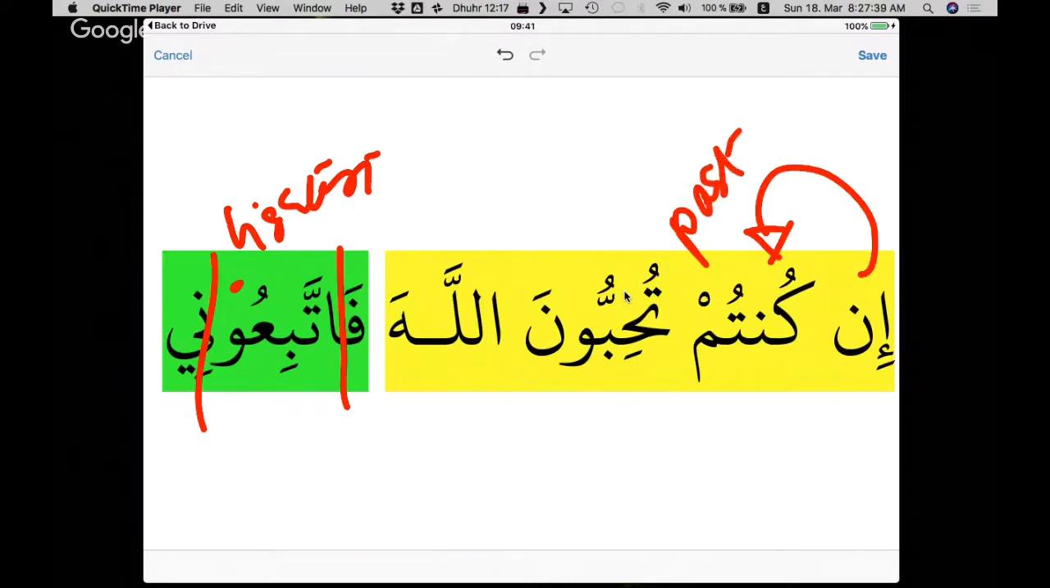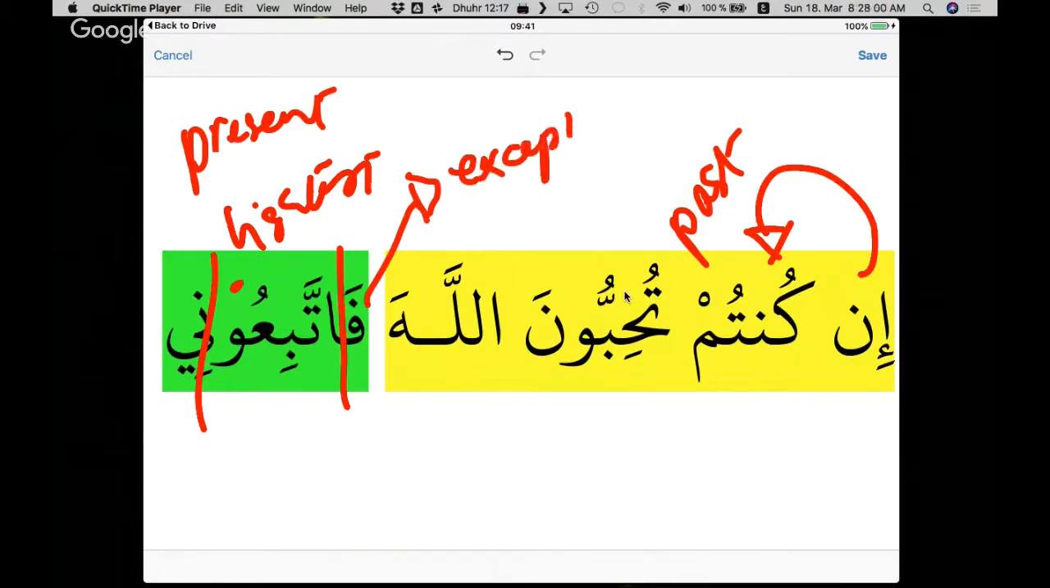The answer to this condition is a present tense, which you see here. This is the answer to the condition. And this present tense, as I said recently, when there's a fa, there is an exception. This is an exception. The answer of a condition constructed in a past tense is coming out as a present tense.